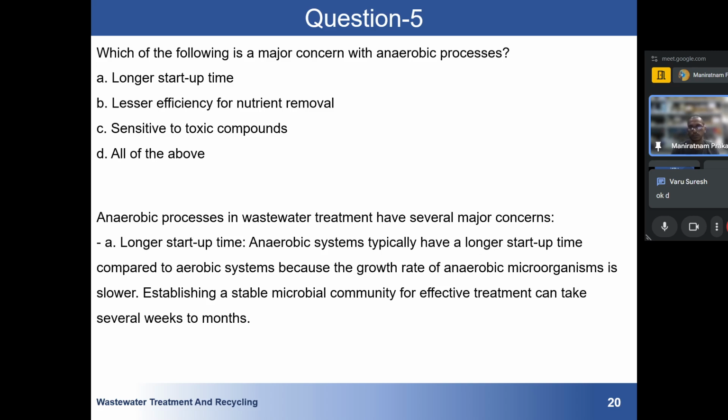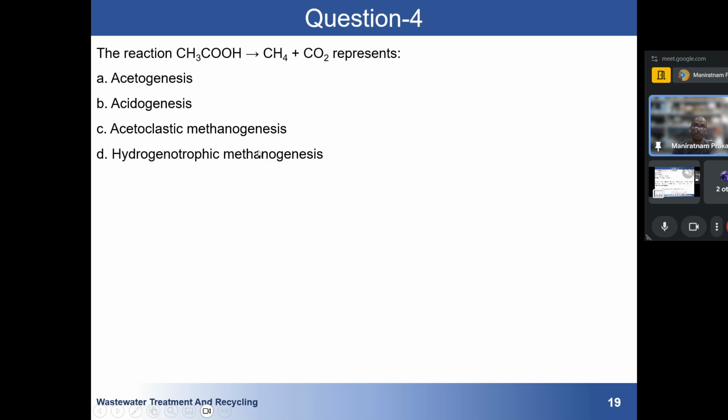D is the correct answer. Our first question, question number one, was also similar to that, nutrient removal. Of course, it is less efficient, so B will also be an answer. Then we have sensitivity to toxic compounds. We have seen that.